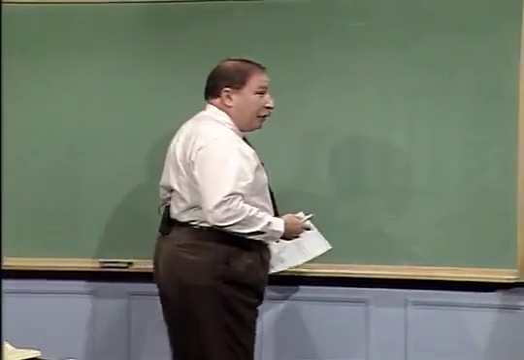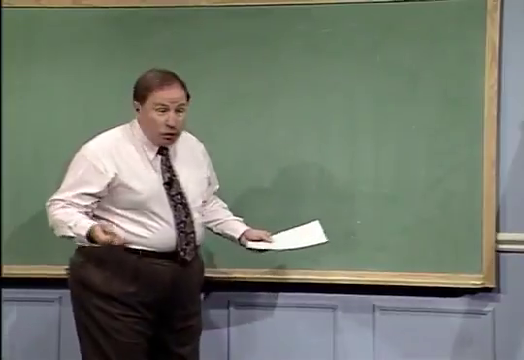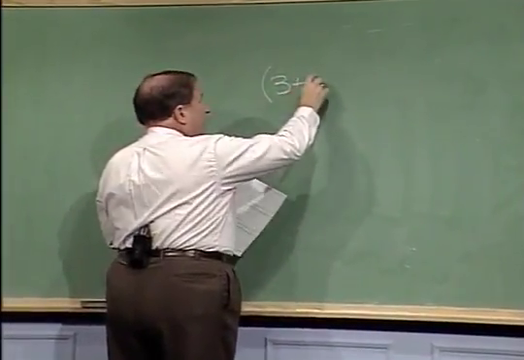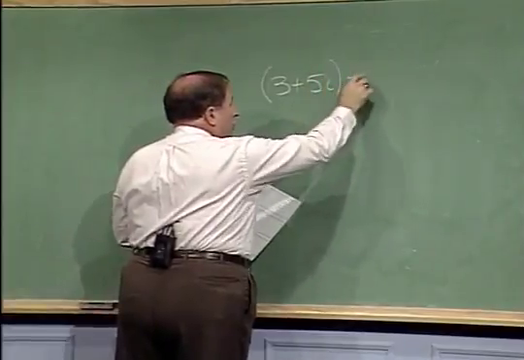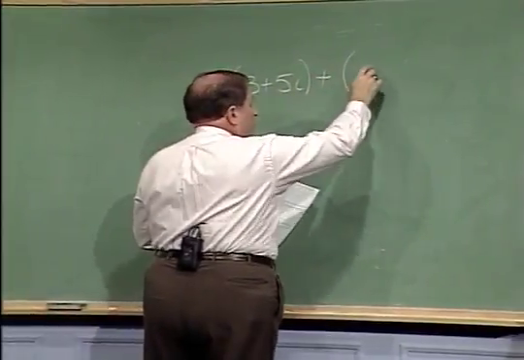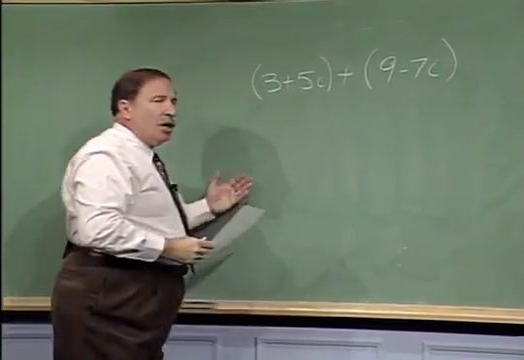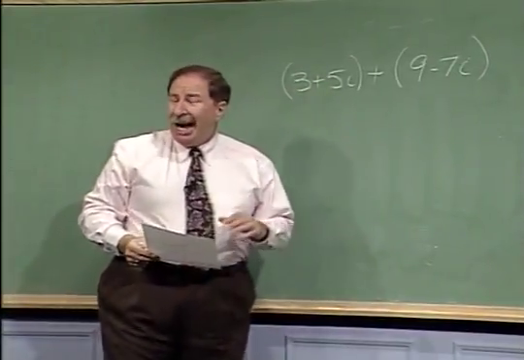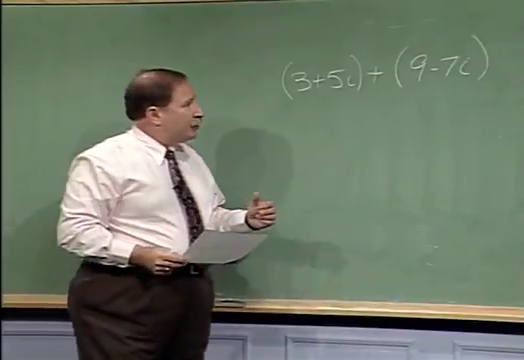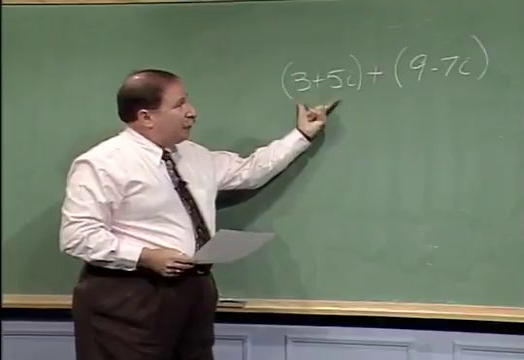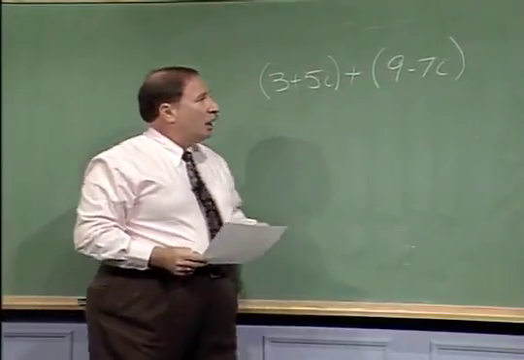And here's an example of the addition of two complex numbers. 3 plus 5i plus 9 minus 7i. And you say, how come you have those numbers in parentheses? I really don't need to have them in parentheses, but I want to indicate that this is one complex number added to a second complex number.